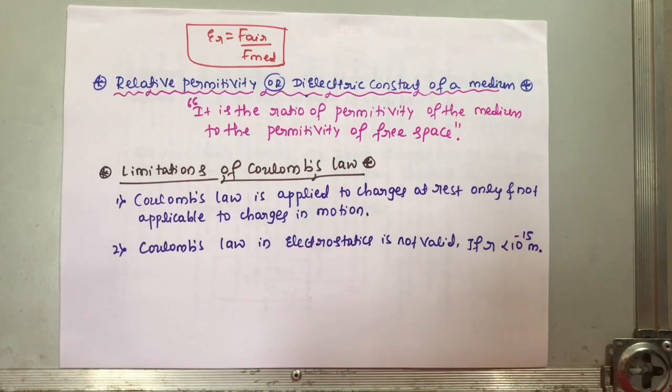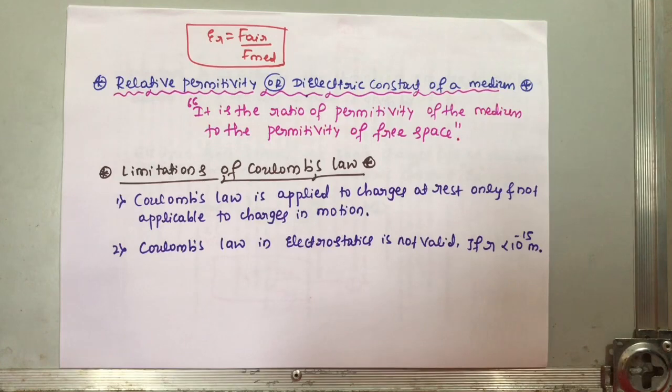The definition of relative permittivity: it is defined as the ratio of permittivity of the medium to the permittivity of the free space. This is the definition of relative permittivity, or it is also called dielectric constant of a medium.